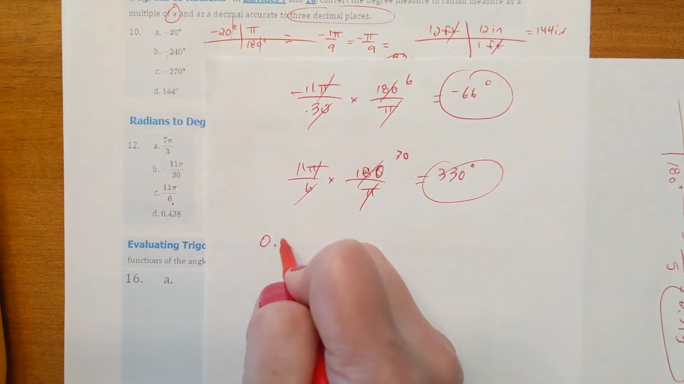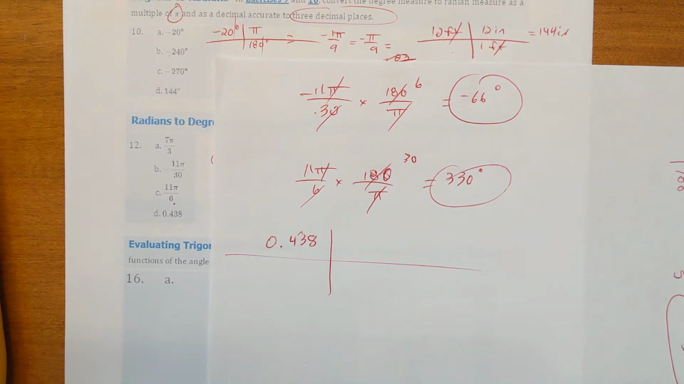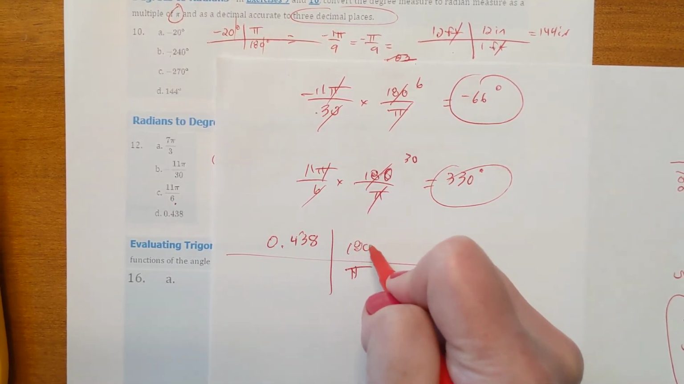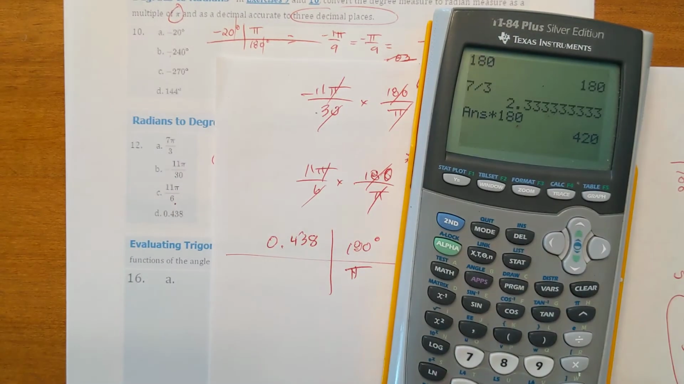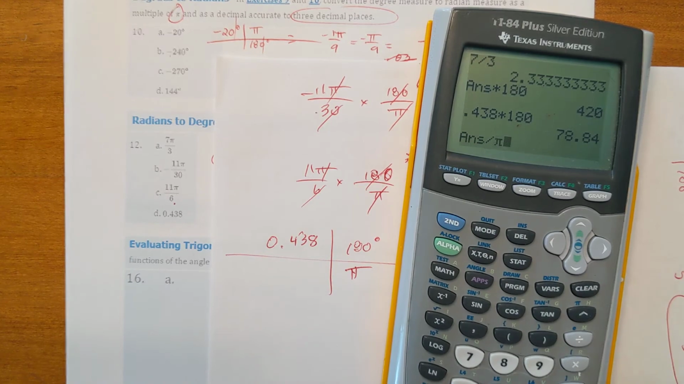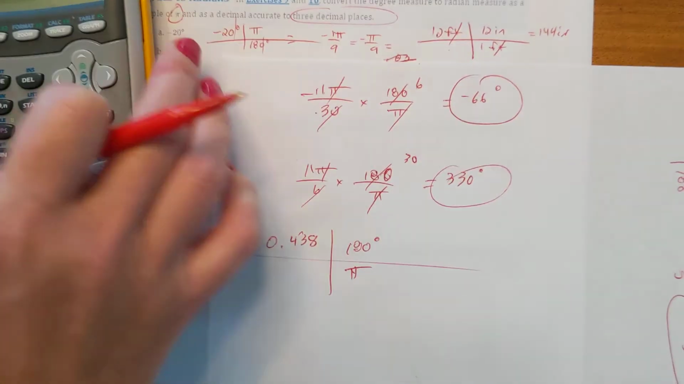Last of all, we got 0.438, and again, it's in radians. Even though they don't say the word radians, it can be frustrating to people. If they say it's an angle and they don't have the word radians or the degree symbol on it, you have to assume it is in radians. So since it is in radians, we want to cancel out the radians and get it into degrees. 0.438 times 180, and then divide that by pi gives you 25.096 degrees.